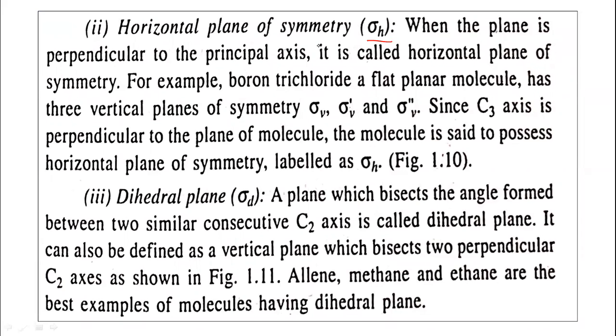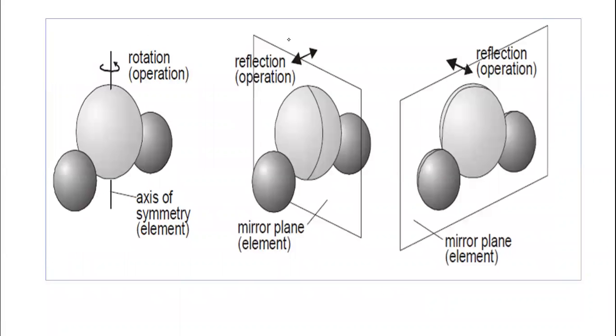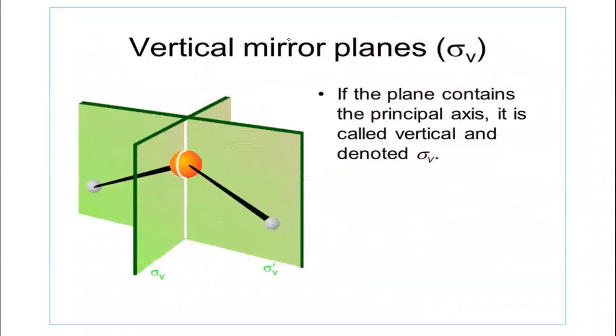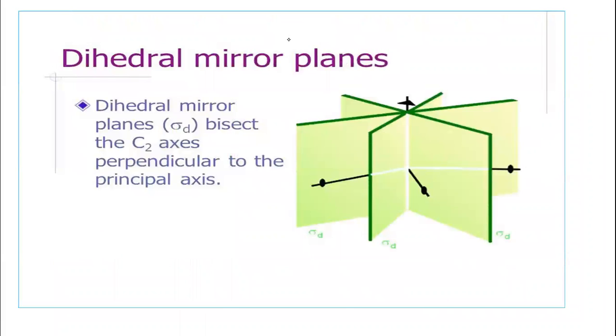Now second, the horizontal plane of symmetry. What is the horizontal plane? When the plane is perpendicular to the principal axis, it is called a horizontal plane of symmetry. For example, the boron trichloride molecule. Let us show this vertical plane of symmetry and horizontal plane of symmetry.